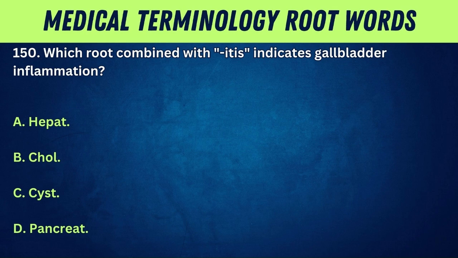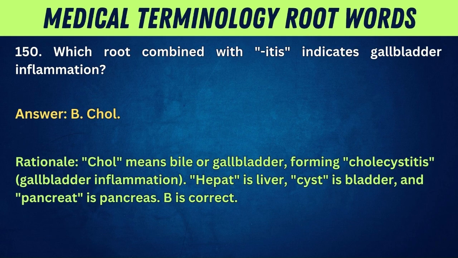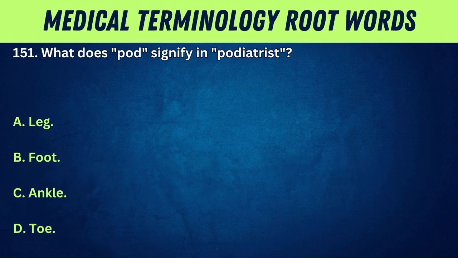A. Hepat. B. Cole. C. Cyst. D. Pancreat. Answer: B. Cole. Rationale: cole means bile or gallbladder, forming cholecystitis, gallbladder inflammation. Hepat is liver, cyst is bladder, and pancreat is pancreas. B is correct. 151. What does pod signify in podiatrist?